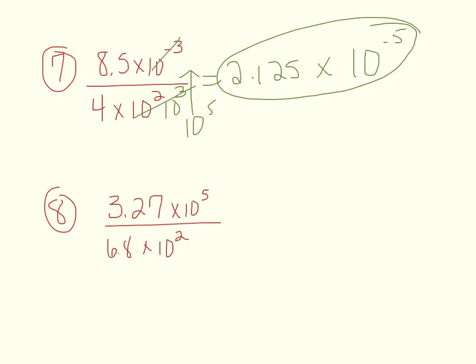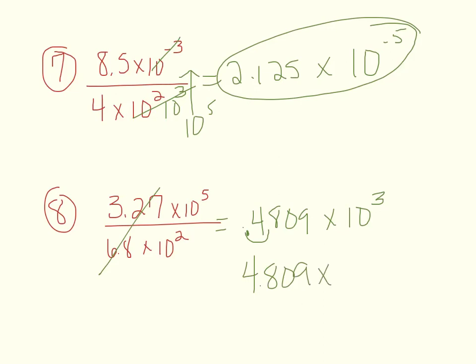We have 3.27 divided by 6.8, and that gives us 0.4809. I'm going to round. Okay, times 10. Now here we have 10 to the fifth over 10 to the second, which gives us 10 to the third if we subtract. Okay, this is not in scientific notation, so I need to move my decimal over one time. Okay, and the number got larger, so this is going to get smaller by how many times I moved it. Okay, and that's it. All right, that's the start of division.